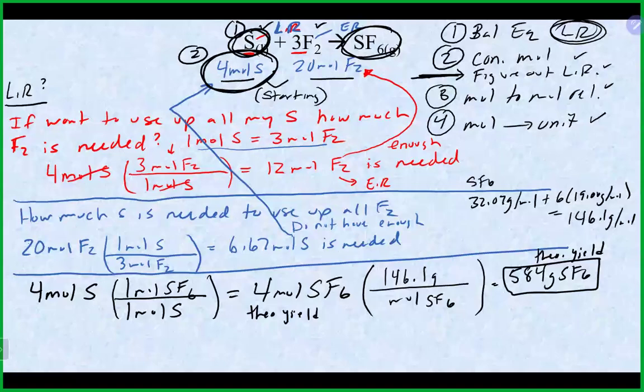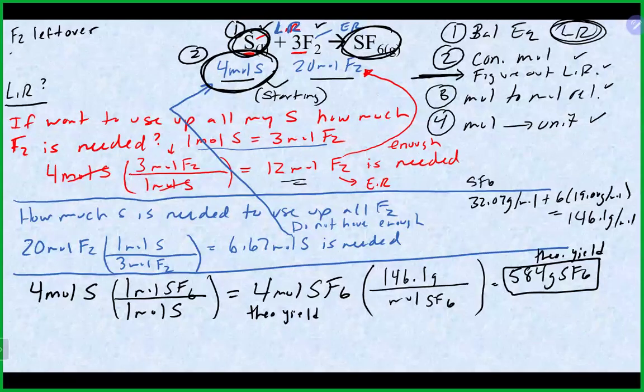Now, like I said before, a very common question that's usually asked as well is how much of your excess reagent is left over. And based on doing this method, you sometimes can answer that pretty easily. We knew from our very first calculation here that the F2 was our excess reagent, and we calculated that you needed 12 moles of it to use up the other one.